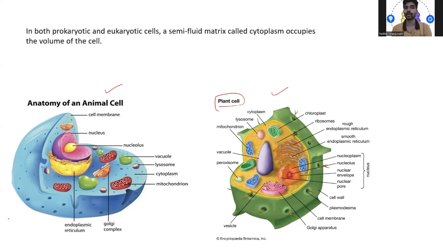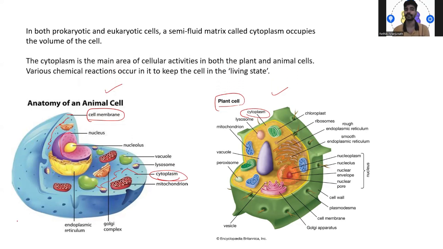In both prokaryotic and eukaryotic cells, you can see there is a fluid which has been filled here. We normally call it cytoplasm. This is the cell membrane, the outermost layer, and the fluid which is filled inside is the cytoplasm. The blue color and the yellow color that you're watching is the cytoplasm, and it normally occupies a very large volume of the cell.